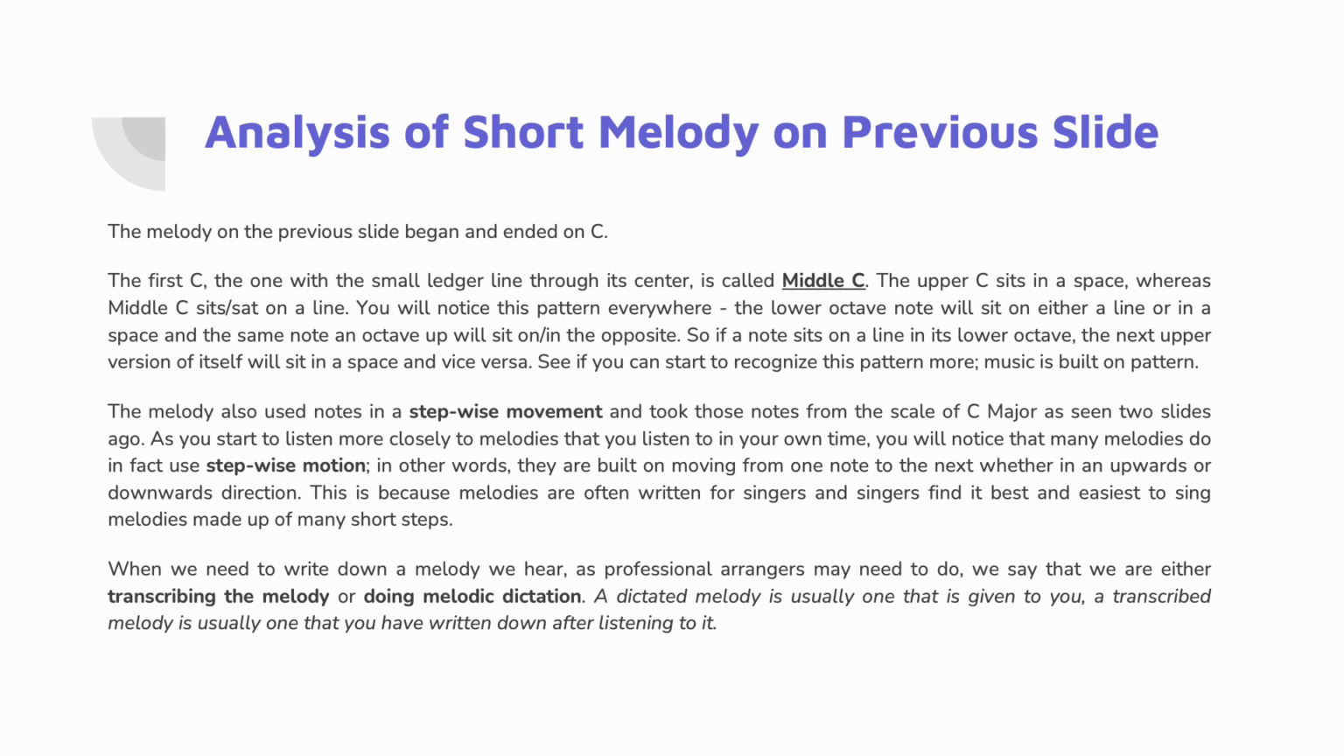You will notice this pattern everywhere. The lower octave note will sit either on a line or in a space, and the same note an octave up will sit in or on the opposite. So if a note sits on a line in its lower octave, the next upper version of itself will sit in a space and vice versa. See if you can start to recognise this pattern more, for music is built on pattern.